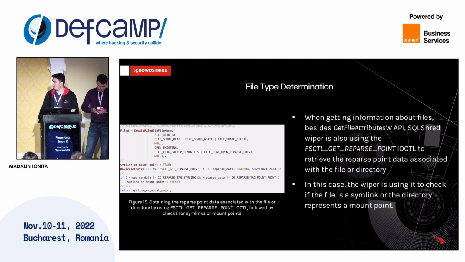SQL Shred, on the other hand, has a different approach in which it constructs a custom data structure, similar to an array, in which it will store the file paths that are going to be deleted, together with some extra data. In this case, it will use the FSCTL_GET_REPARSE_POINT IOCTL in order to get additional information about the file or the directory. In the snippet, the check is made to see if the file is a symlink or the directory is a mount point.